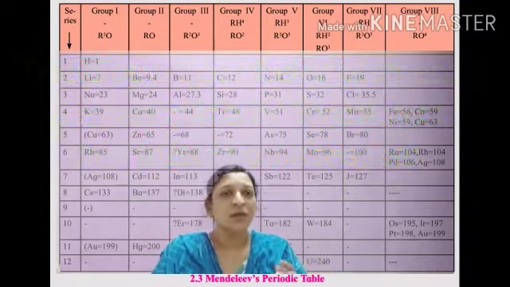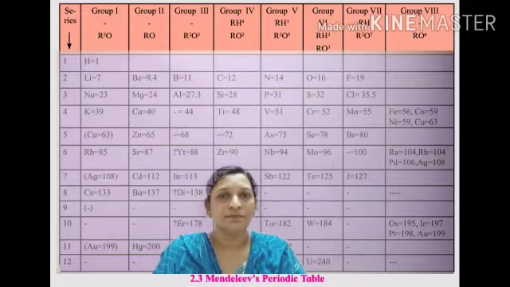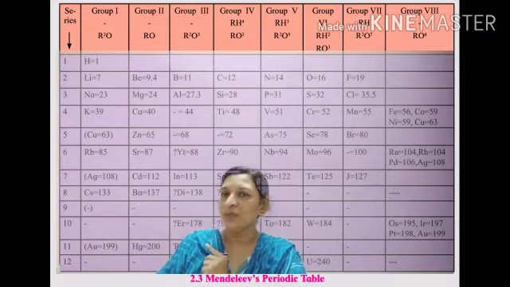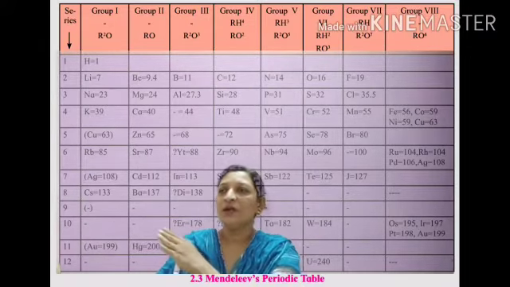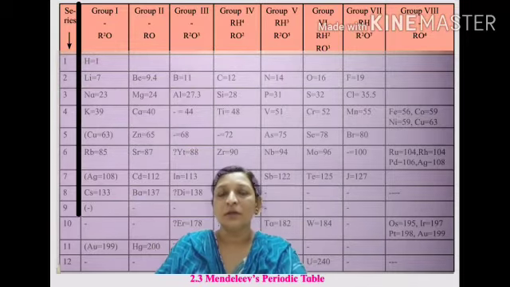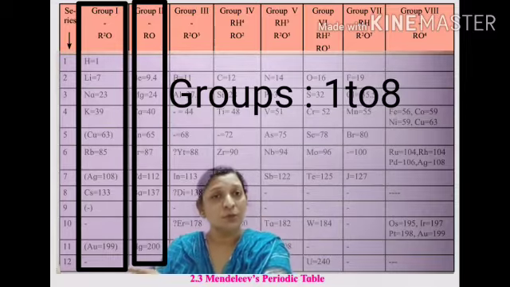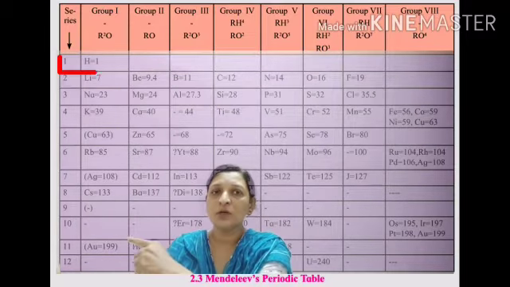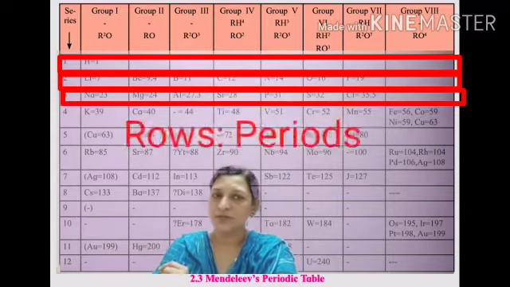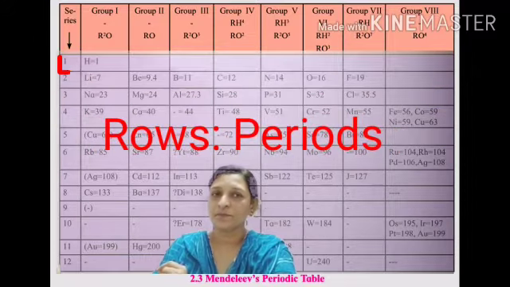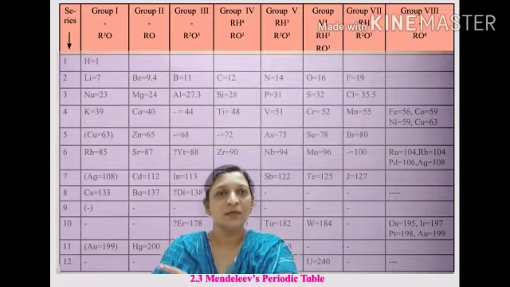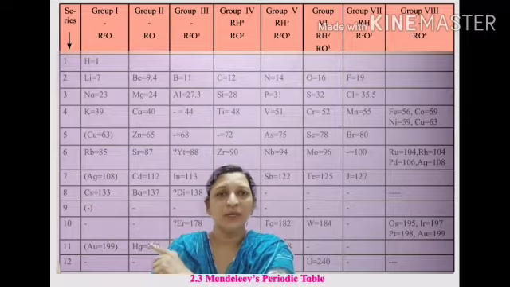Let us see Mendeleev's periodic table. Here in Mendeleev's periodic table, the elements are very well arranged in vertical columns called groups and horizontal rows called periods. We will discuss Mendeleev's periodic table in detail.